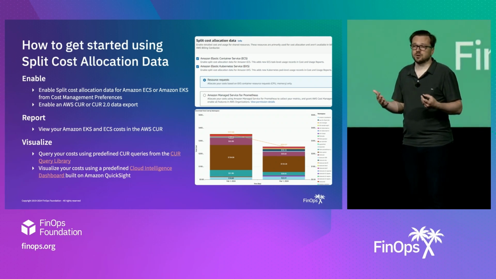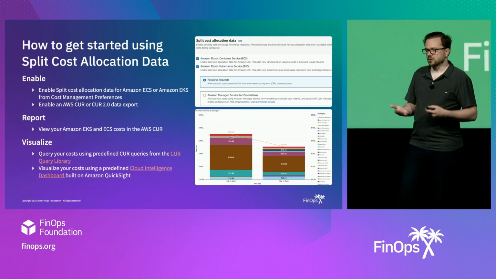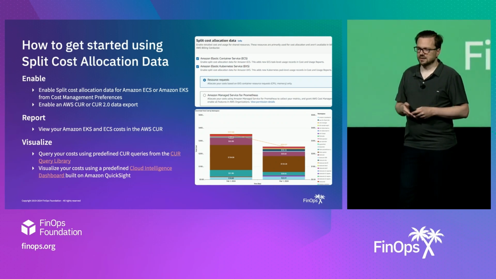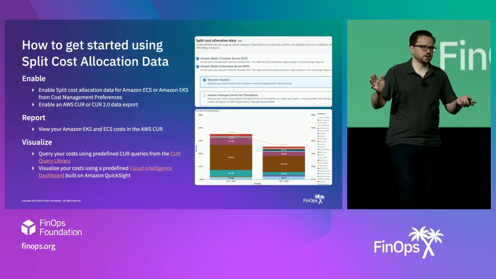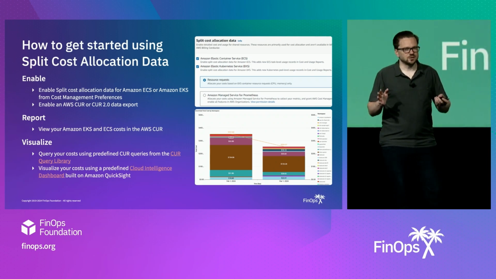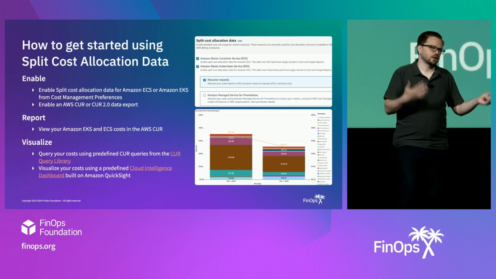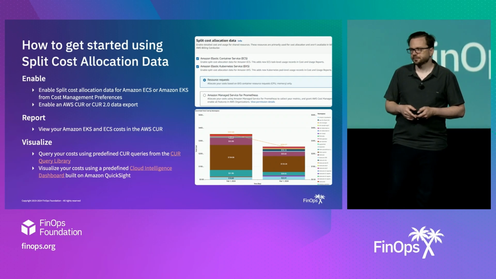And then, of course, you can always take that data once it's in the CUR and import it into dashboards or reports or query libraries, things like that. Or if you use the Cloud Intelligence Dashboards. How many of you use Cloud Intelligence Dashboards here? Awesome, that's great. So all of this EKS split cost allocation goes right into the Cloud Intelligence Dashboard, so you can report on it and visualize it as well.